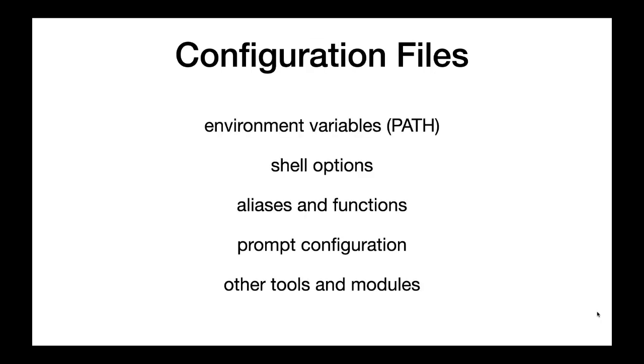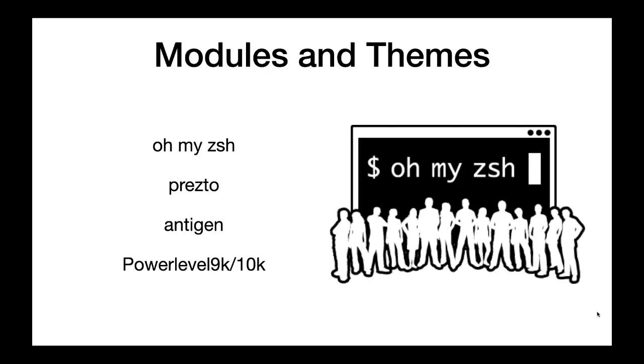Again, you can set environment variables, most importantly the path, shell options, aliases and functions. You can reconfigure your prompt, which is kind of gaudy, but can be very, very useful. And you can enable and add other tools and modules to your shell, especially Z shell. Z shell is extremely flexible that way. Z shell is so flexible concerning modules and themes that there are module managers for Z shell. The most famous one, I've mentioned it before, is Oh My Z shell, which literally has hundreds and hundreds of themes and modules and things that you can configure and enable. There are others, Presto and Antigen, and some themes that just focus on a single thing, like providing a good theme.